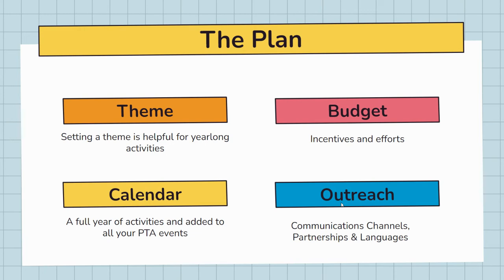Set goals. So we've talked about that. A goal could be to increase membership by a certain percentage over last year's total, or again, 100% teachers. And then develop a fun aspect to your campaign. When you have a theme, you can think about the incentives that go along with it.